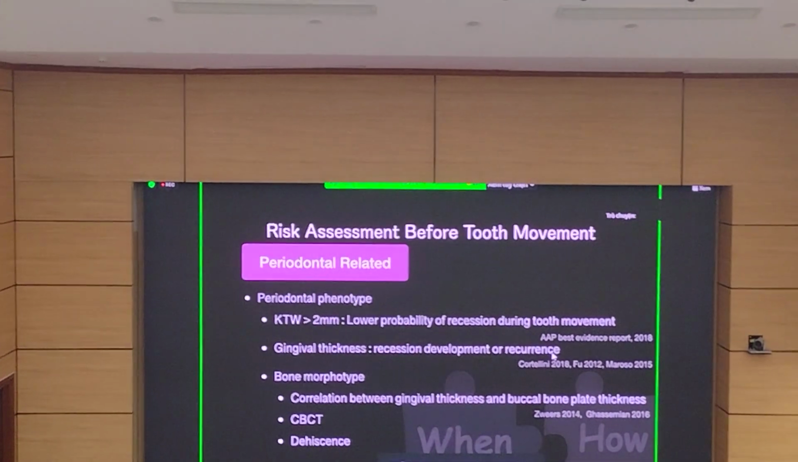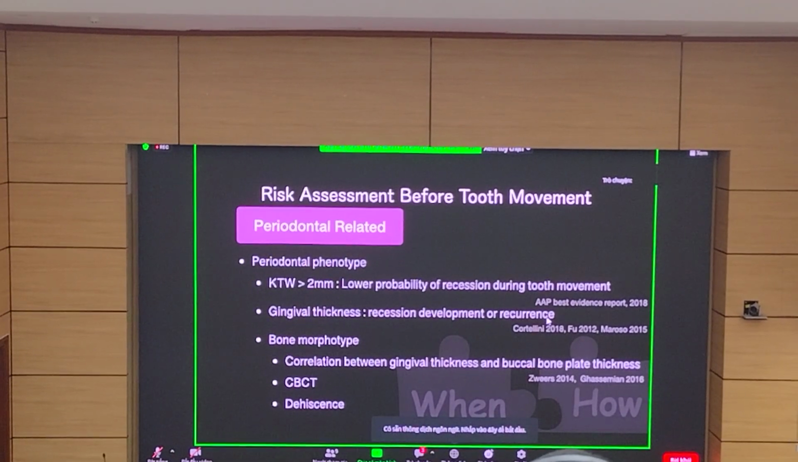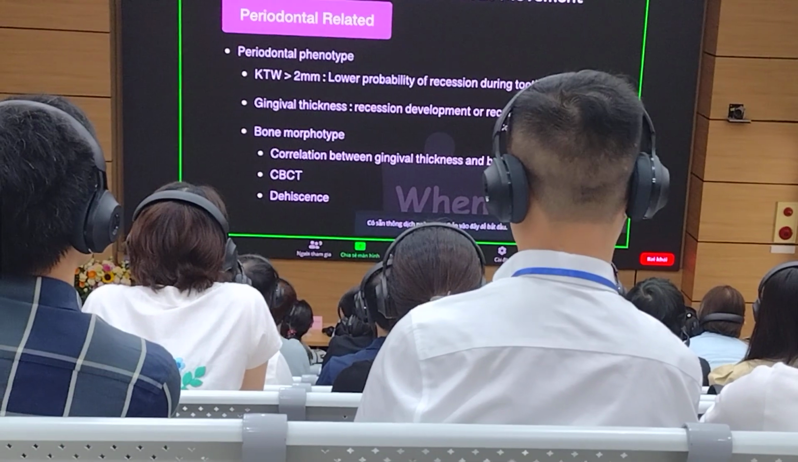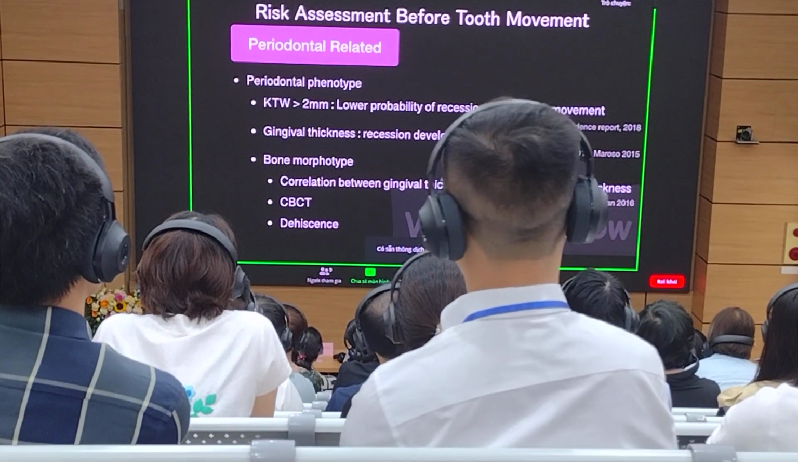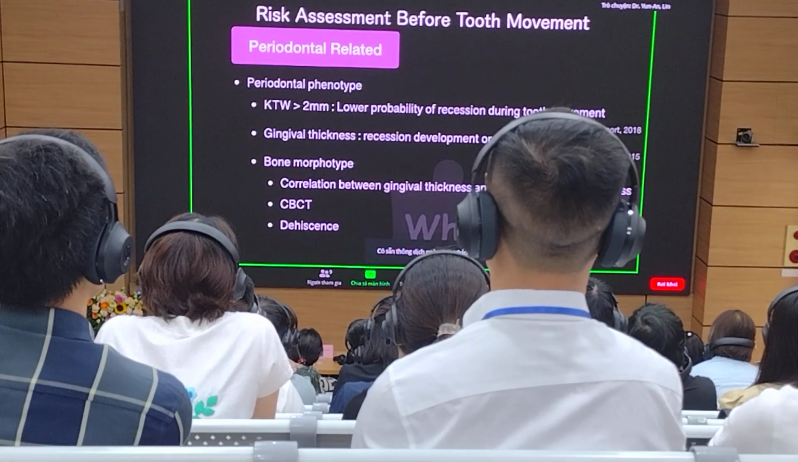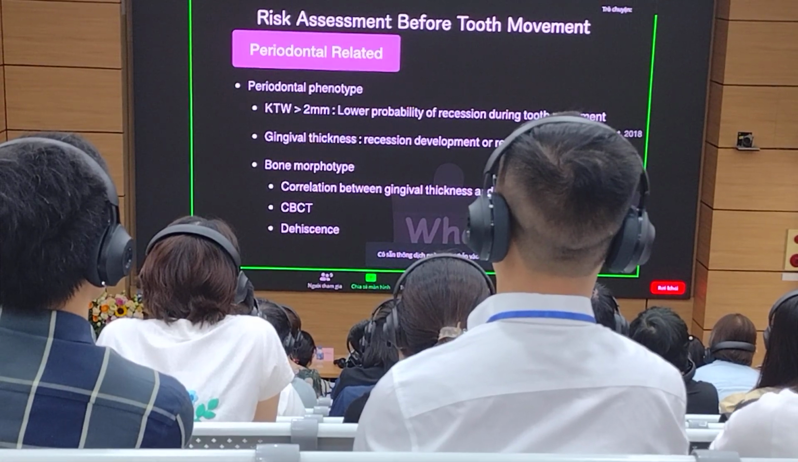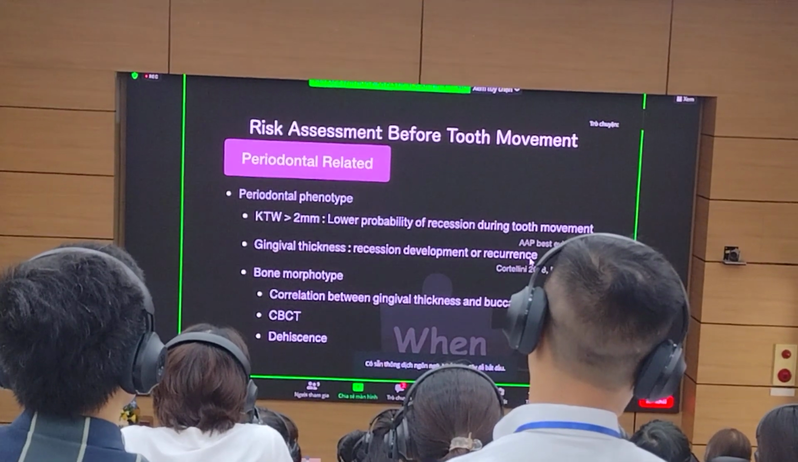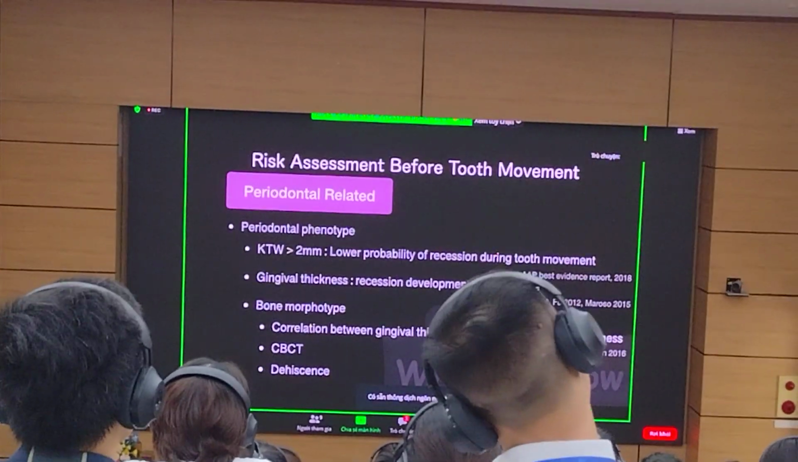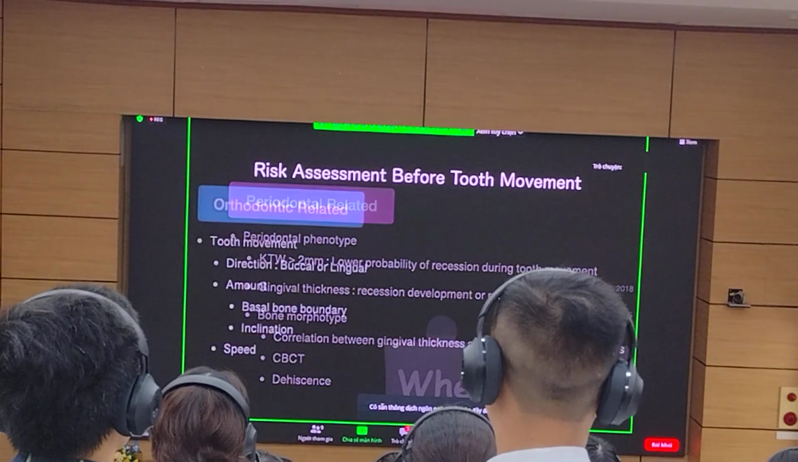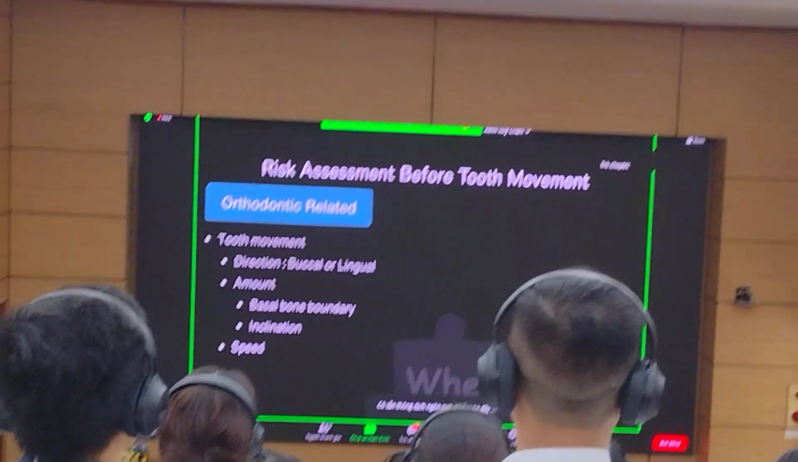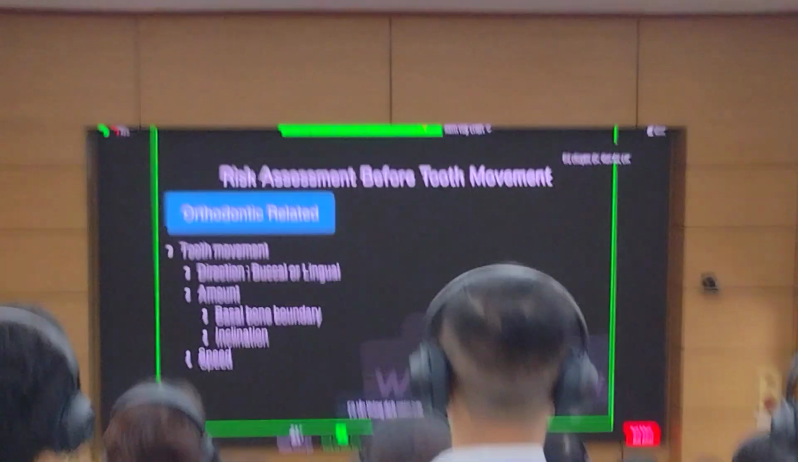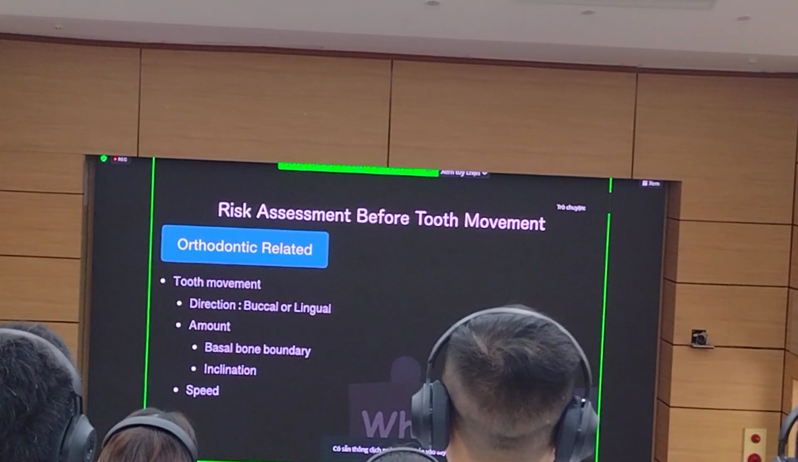In addition, there is evidence reporting a correlation between gingival thickness and the buccal bone plate thickness. During the orthodontic treatment, the tooth movement is related to the bone remodeling. As a result, the bone morphology also needs to be assessed before the treatment with CBCT. The orthodontic-related assessments include the direction of tooth movement, the amount of movement, and the speed of movement.